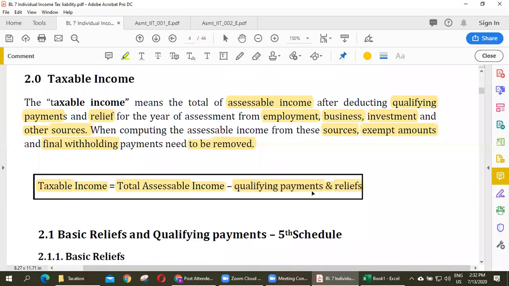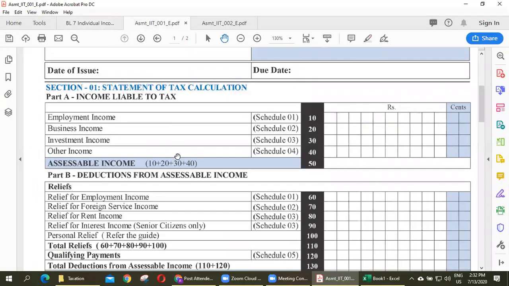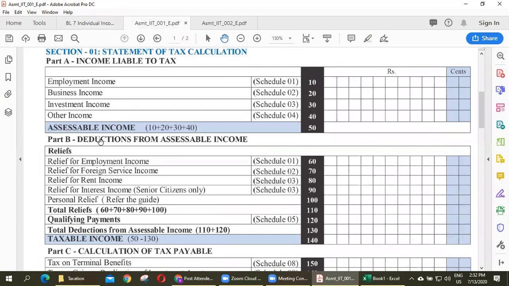Here, qualifying payments and reliefs. In the schedule here, deductions, minus, right? The reliefs. There are 1, 2, 3, 4, 5 kinds of reliefs: relief for employment income, relief for foreign service income, relief for rent income, relief for interest income, which means senior citizens only, and personal relief, right? So assessable income minus these reliefs and qualifying payments.